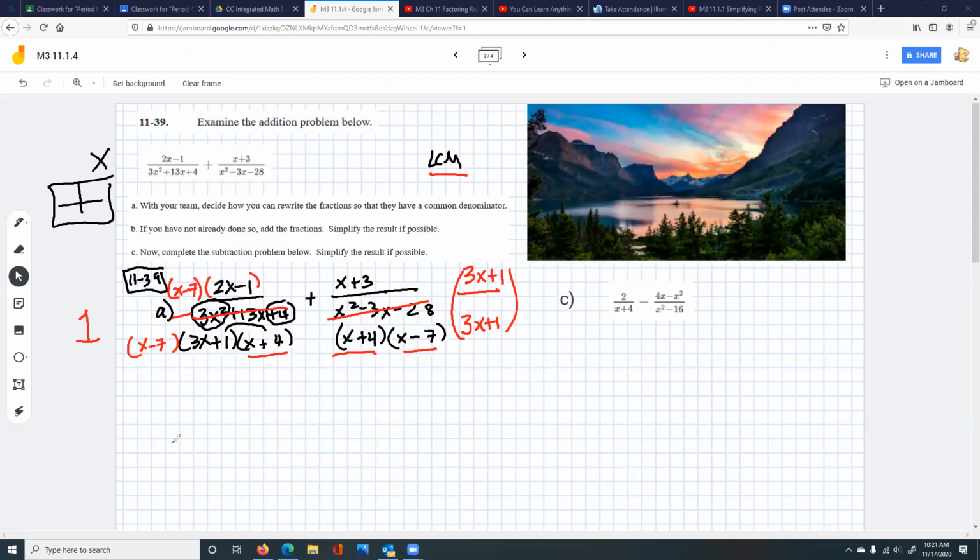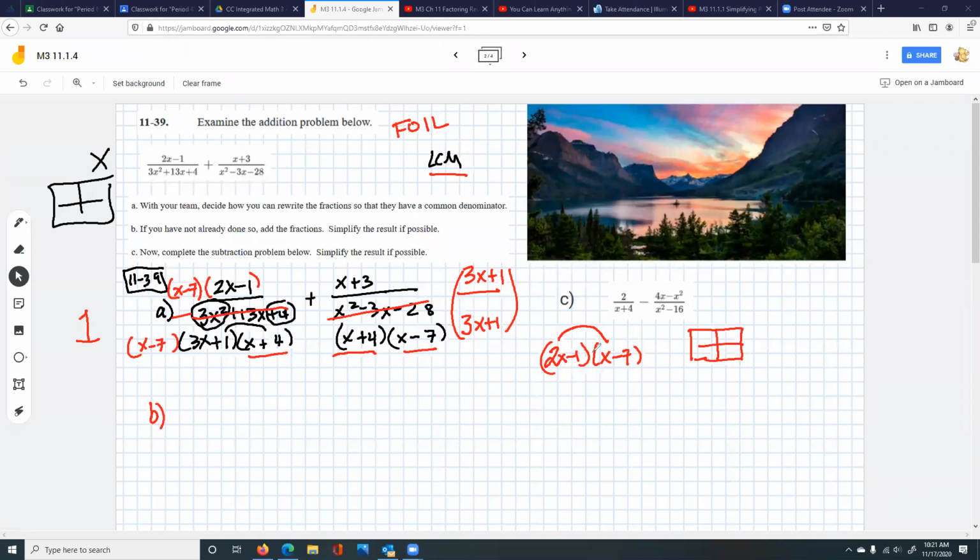So part B says, hey, add these together, right? So let's add these together. To add these together, we have to multiply this. I'm going to show you the FOIL method. 2x minus 1 times x minus 7. If you wanted to use the boxes, you can use the boxes to multiply it. That's fine. I'm just going to use the FOIL method. FOIL stands for first, outer, inner, last. Those are the 4 multiplications.